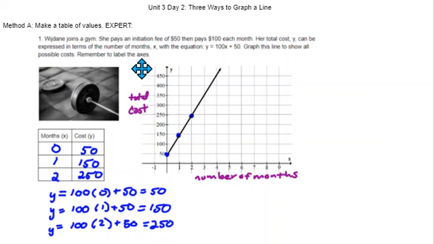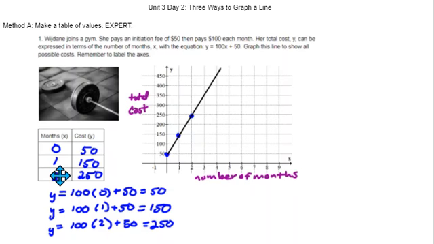So I actually label the axes first so I don't forget. So I go back to where it tells me what x and y are. It says her total cost is y right here, so I put total cost on the y. And it says the number of months is x, and so I wrote number of months on the x-axis.